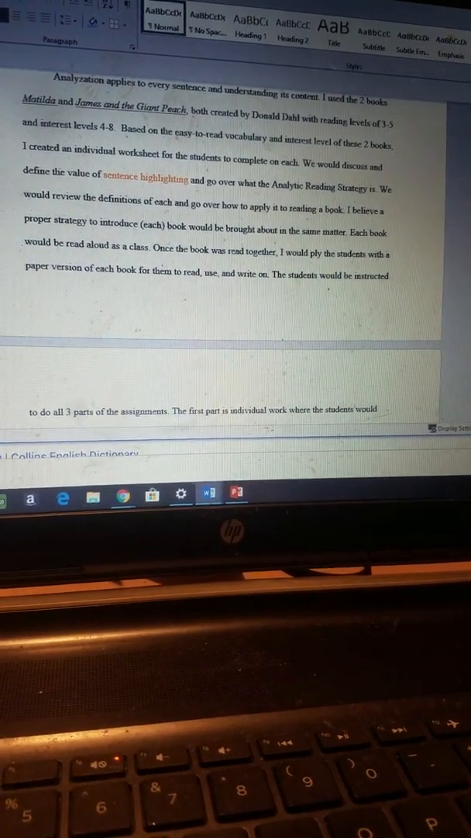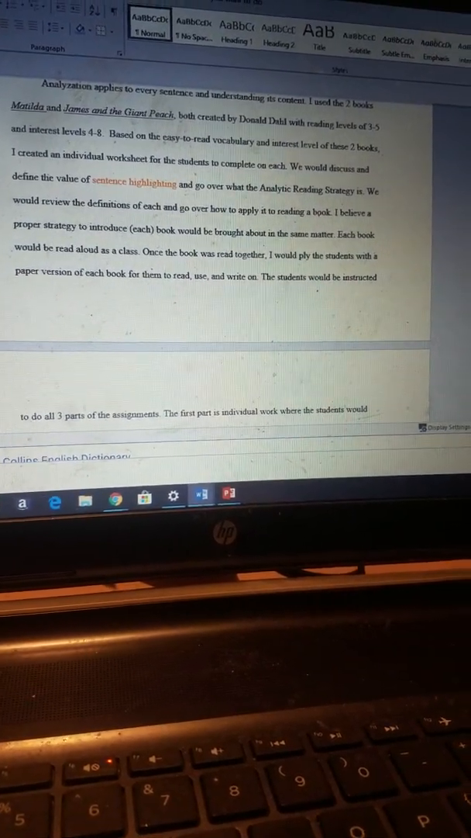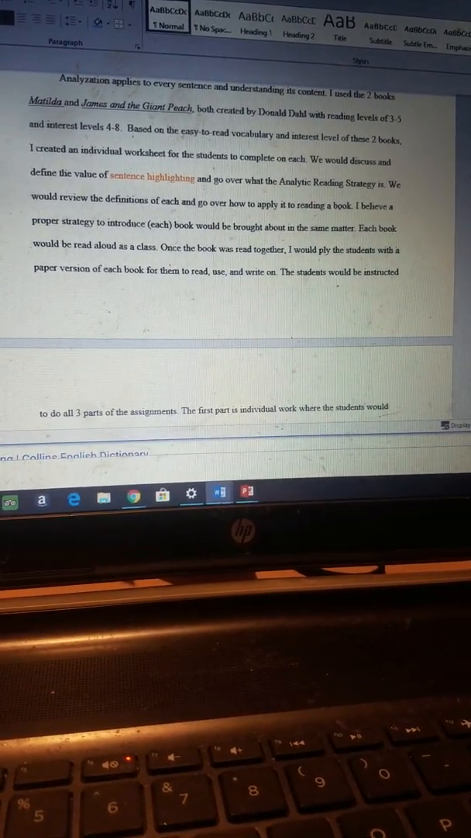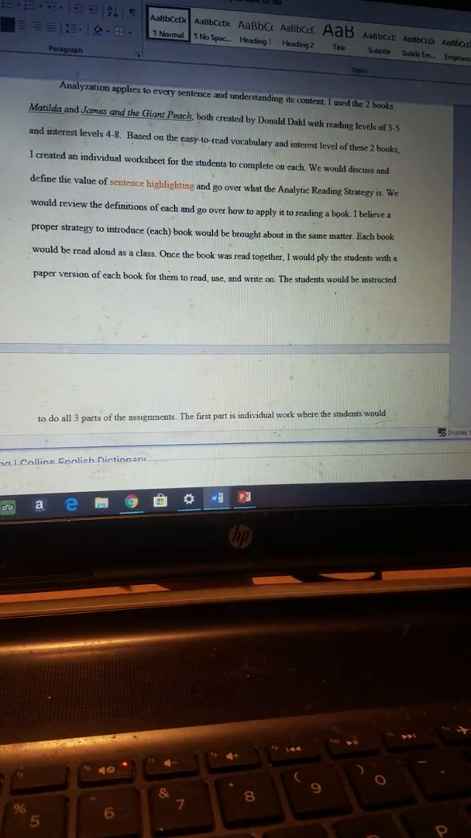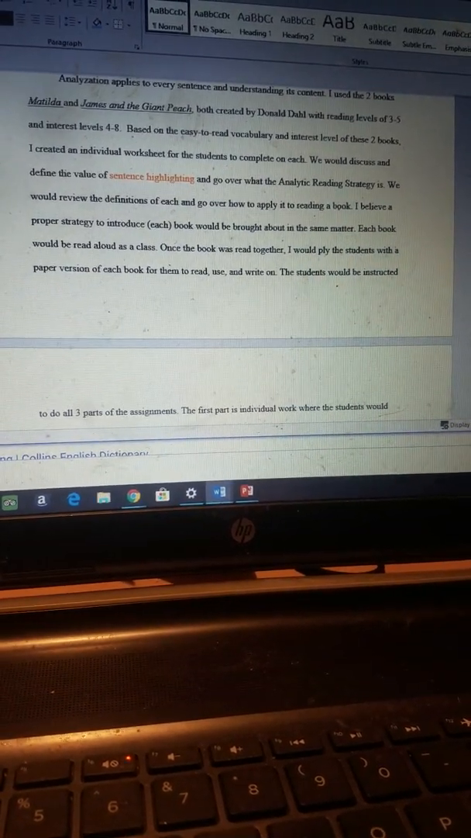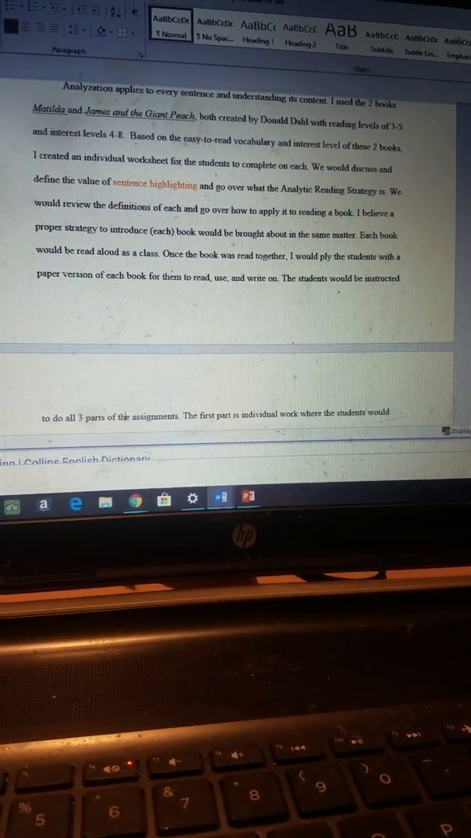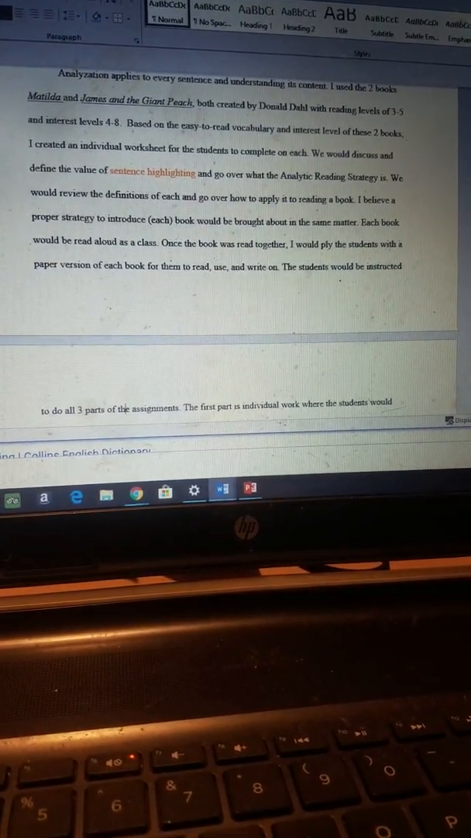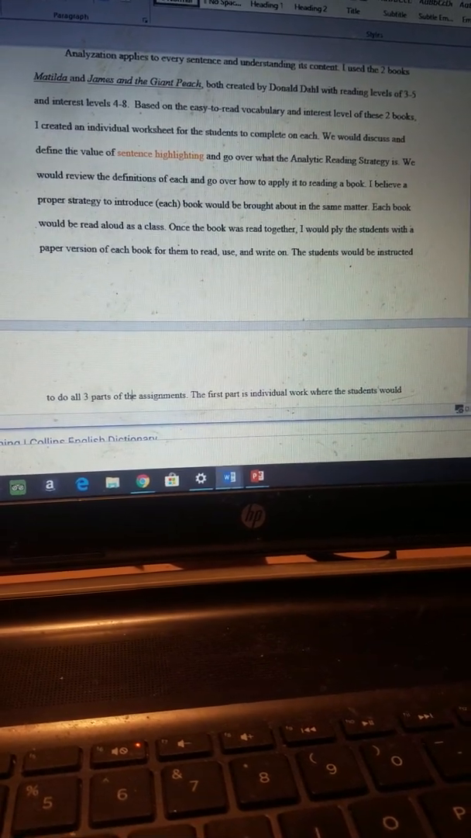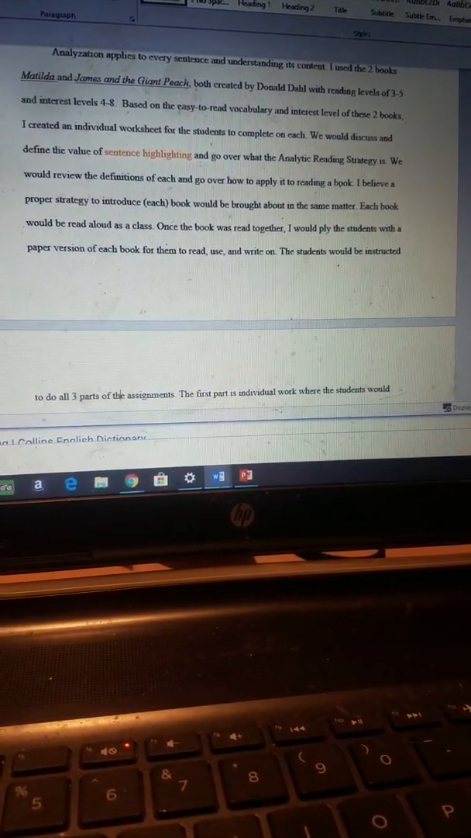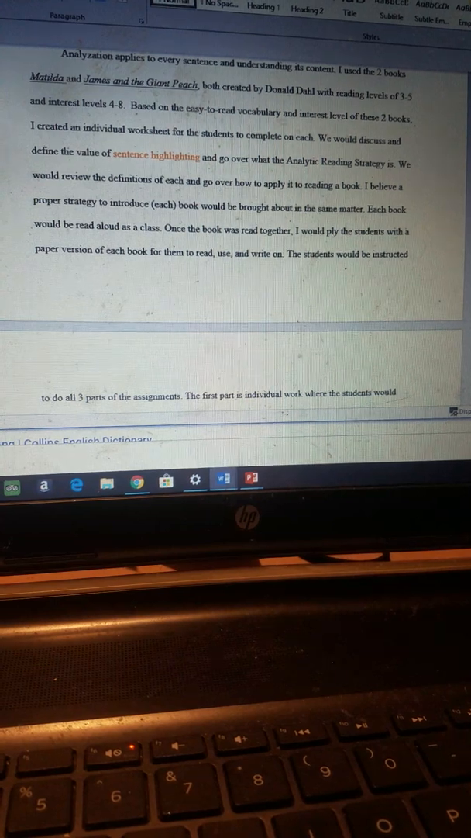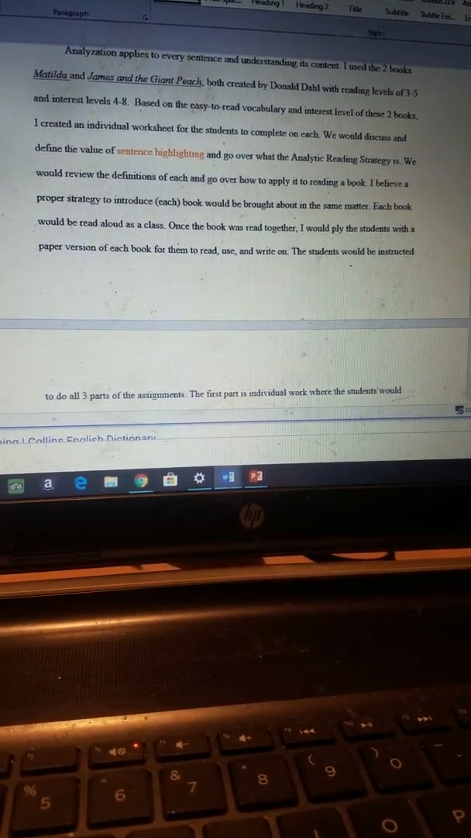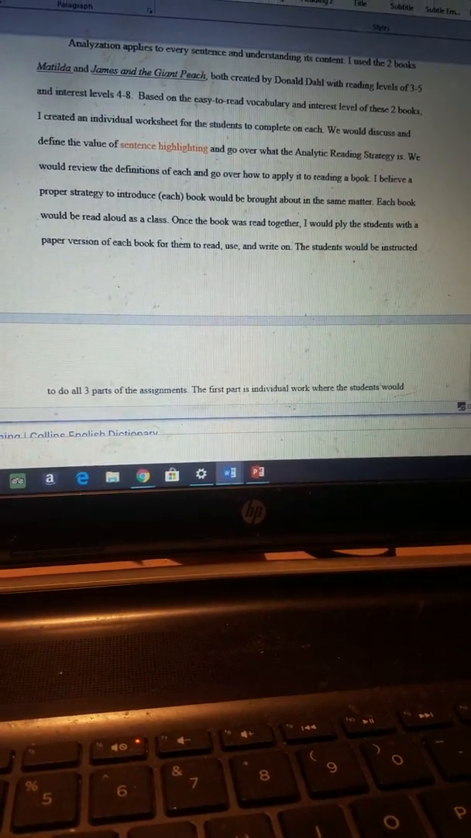I use the 2 books, Matilda and James and the Giant Peach, both created by Roald Dahl, with reading levels of 3 through 5 and interest levels of 4 through 8. Based on the easy-to-read vocabulary and interest levels of these 2 books, I created an individual worksheet for the students to complete on each. We would discuss and define the value of sentence highlighting and go over what the analytic reading strategy is. We would review the definitions of each and go over how it applies to reading a book. I believe a proper strategy to introduce each book would be brought about in the same manner.